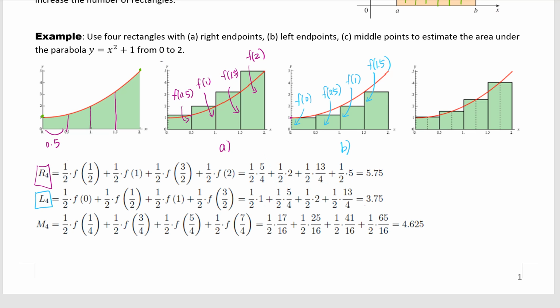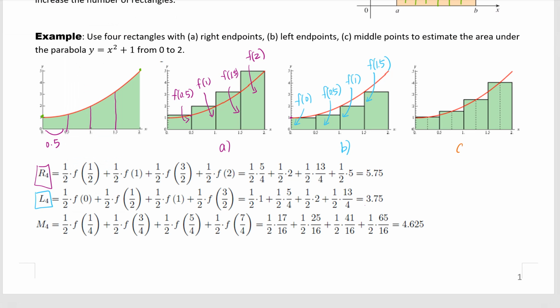You see, 3.75 is less than 5.75. Look at our picture: the area in part A is bigger than the area in part B, so that's why 5.75 is bigger than 3.75. And our actual area is bounded between them. Okay, so part C.